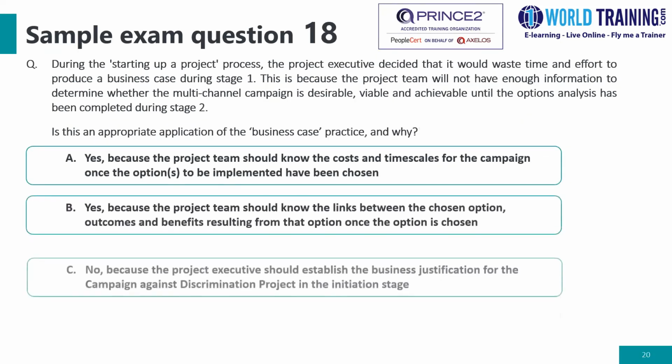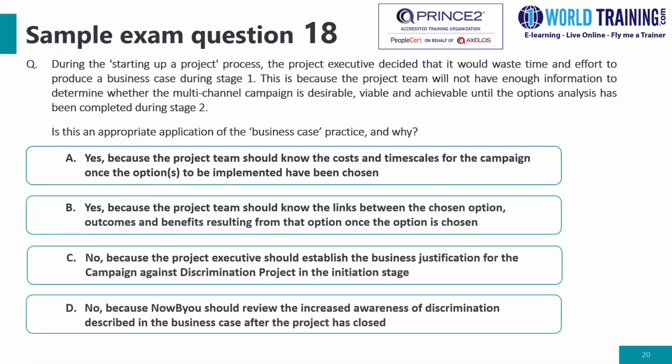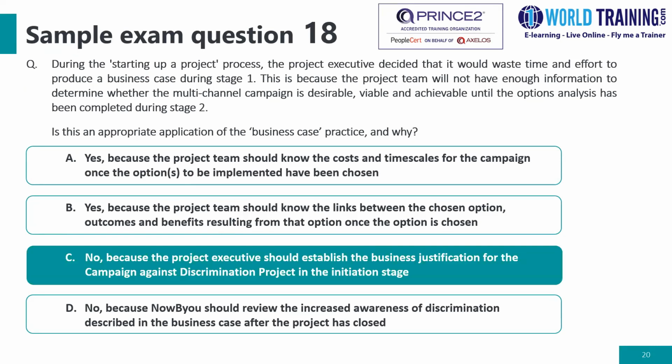Number 18, during the starting up a project process, the executive decided that it would waste time and effort to produce a business case during stage 1. This is because the project team will not have sufficient information to determine whether the multi-channel campaign is desirable, viable, and achievable until the options analysis has been completed during stage 2. Is this an appropriate application of the business case practice, and why? It is not, because the executive should establish the business justification for the campaign against discrimination project in the initiation stage.